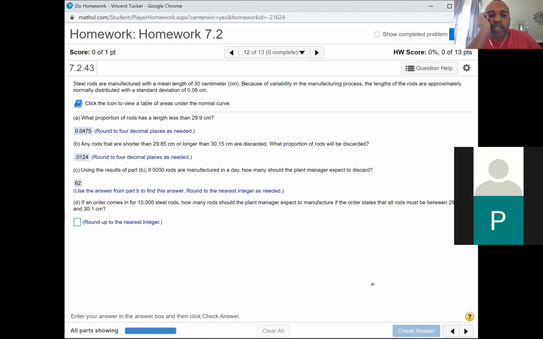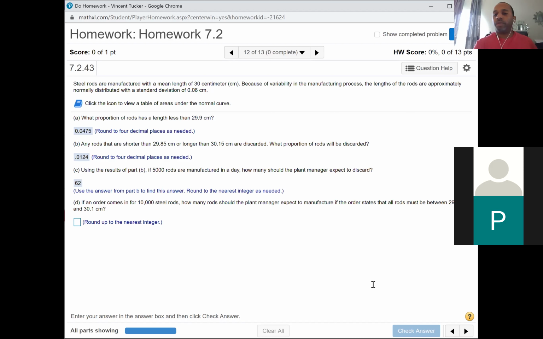Then it says if an order comes in for 10,000 steel rods, how many rods should the plant manager expect to manufacture, if the order states that all rods must be between 29.9 and 30.1. We haven't done 29.9 or 30.1 yet. So before I go do it, if an order comes in for 10,000 rods, how many rods should a plant manager expect to manufacture if the order states all rods will be between?